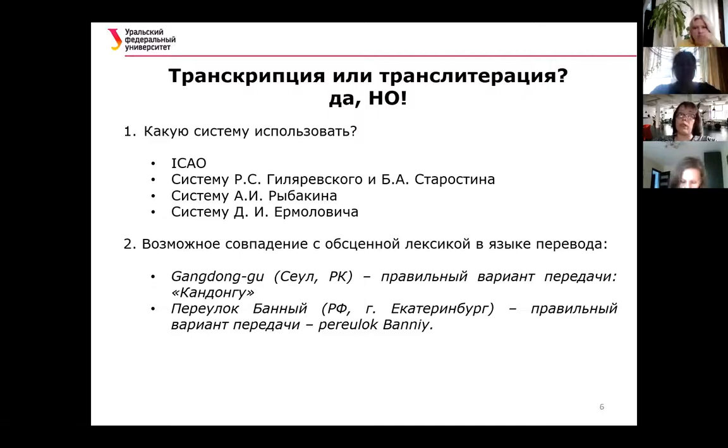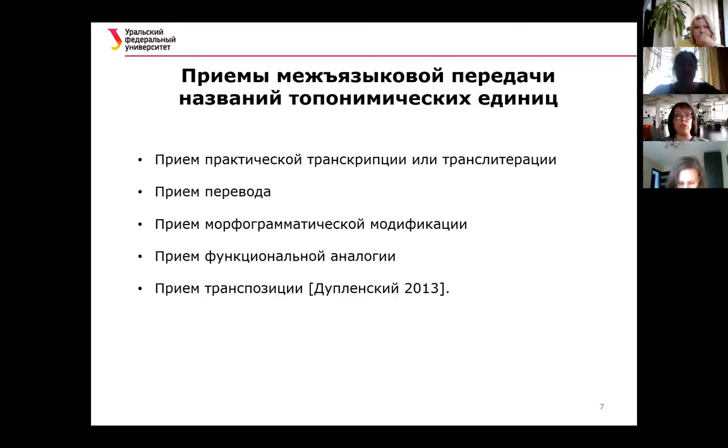So if we can't use neither transcription nor transliteration, what do we use? And what should we teach our students? When we speak about rendering the toponymic names, we speak about studying. There are several skills. The skill of morphogrammatical modification, adding various endings, like Pushkin Street.